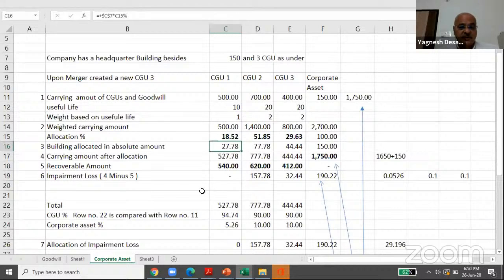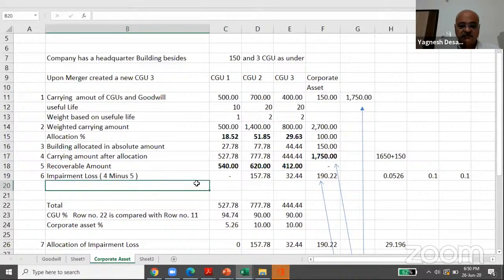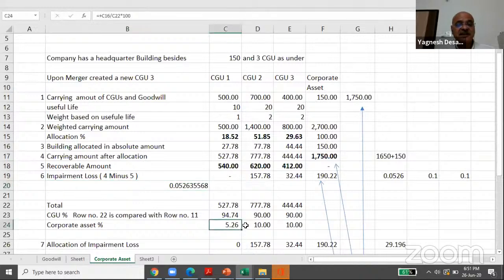So let us do one thing. I will do it so that Anita can see, please. Yes Anita ji, please have a look at it. 27.78 divided by 527.78. What is the percentage, sir? Yes, 0.52. Okay, so this is 5.26%.